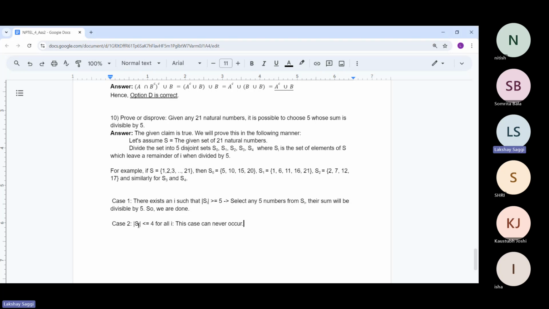Okay, so this is because, see, there are only 5 possible i's, right? S0, S1, S2, S3, and S4. And we have 21 natural numbers. So if all of these sizes are less than or equal to 4, S0 has size less than or equal to 4, S1 has size less than or equal to 4, S2 less than or equal to 4, S3 less than or equal to 4, and S4 less than or equal to 4, then these 5 together can only have a maximum size of 20, right? These 5 together will have a size of 20.